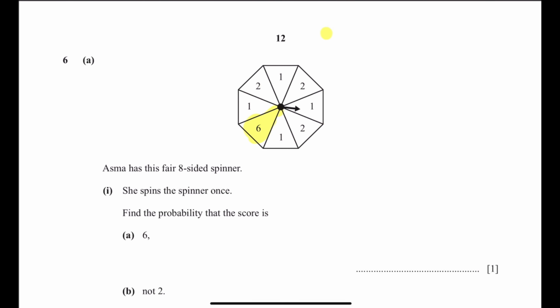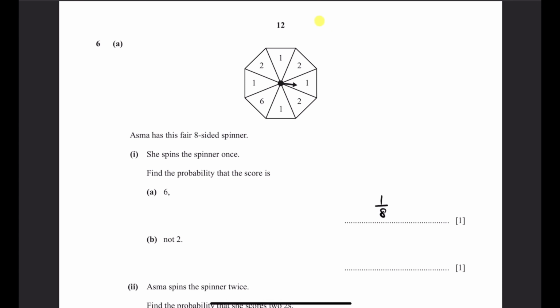Okay, so we can write this one as 1 by 8. This is the 2, this is 2, this is also 2. There are 3 twos. So not 2, so this is not 2, this is not also 2, this is not also 2. So there are 5 numbers that are not 2. Okay, so let me write 5 by total is 8.